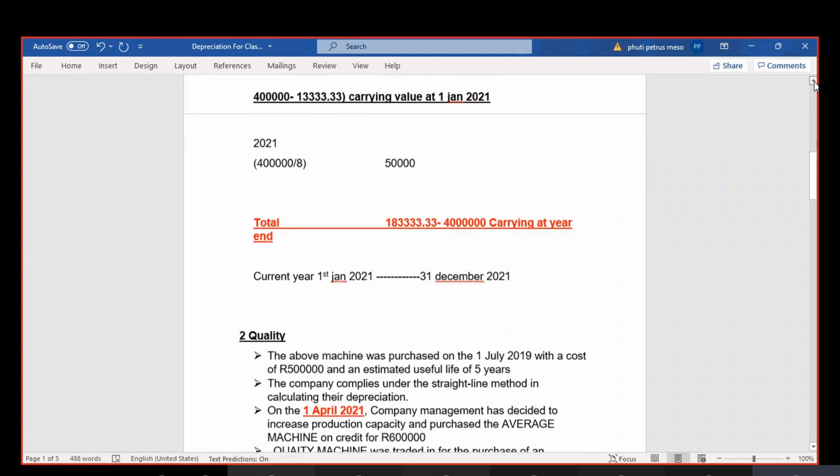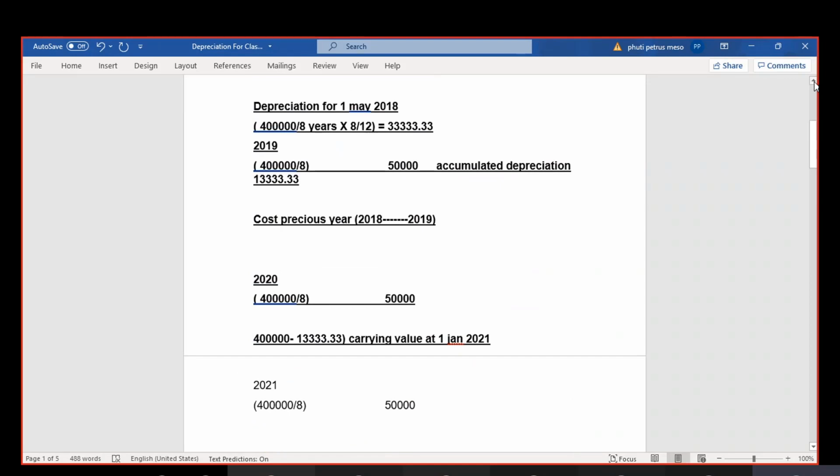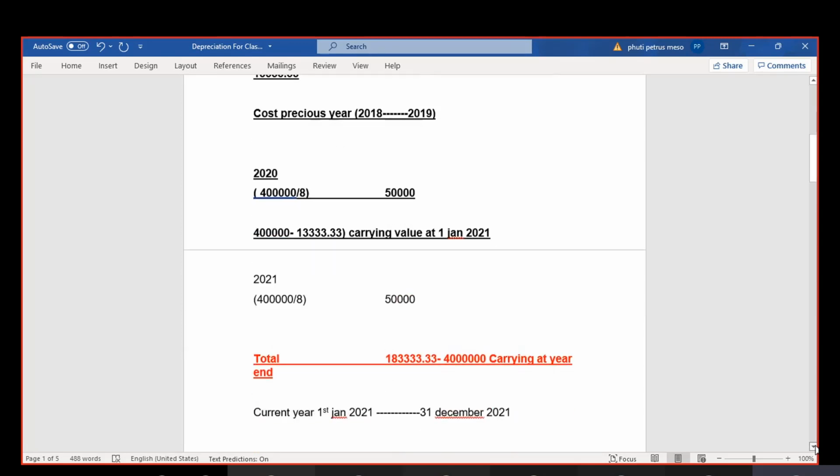Okay. No. This is the total. Sorry. This is the total. It should be just for 133.33. Okay, let me recalculate it again. It's 33,333. Okay, it originates from the first top one, which is 400,000 rand, then you divide it by 8, and then you multiply that by 8 divided by 12. Let me see. Okay, I think I'm the one who made a mistake. It's actually 5 threes.